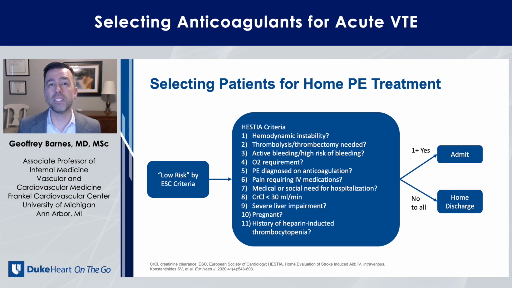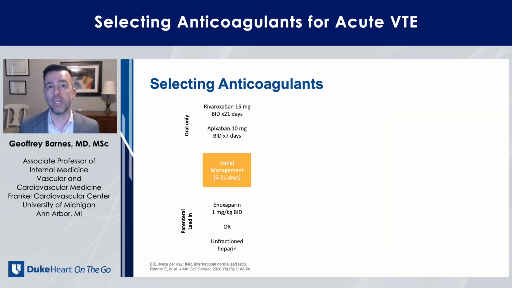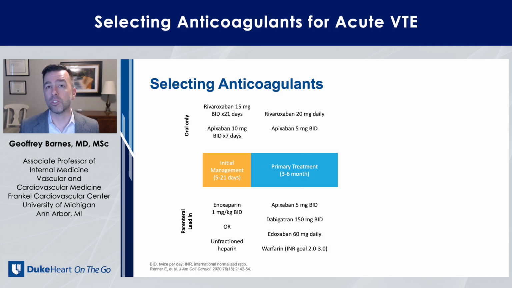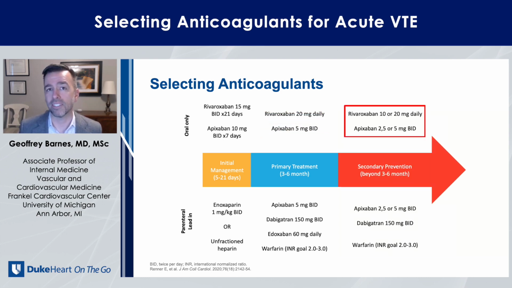But if there's none of these Hestia criteria, this may be a patient who would do very well with home discharge, in which case then we can think about using an oral-only anticoagulant strategy. And our two options there are either to use apixaban 10 milligrams twice a day for 7 days, or rivaroxaban 15 milligrams twice a day for 21 days. Now, after that initial period, they'll switch over to the standard doses. That's apixaban 5 milligrams twice a day or rivaroxaban 20 milligrams once a day, and continue that for up to 3 to 6 months.